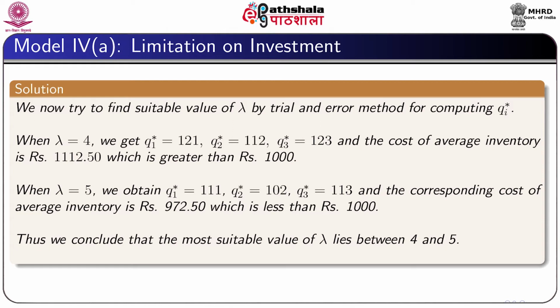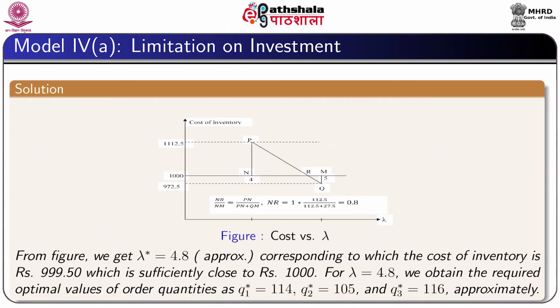Now, our objective would be to find the suitable value of lambda by considering graphical method. This slide shows the cost versus lambda graph. From the similar triangles PNR and RMQ, we can easily find the length of NR, which is equal to 0.8. This indicates that the most suitable value of lambda is 4.8 approximately, corresponding to which the cost of inventory is 999.5, which is sufficiently close to rupees 1000. Therefore, the most suitable value of lambda can be regarded as 4.8.